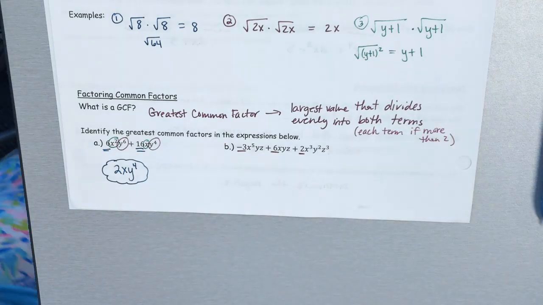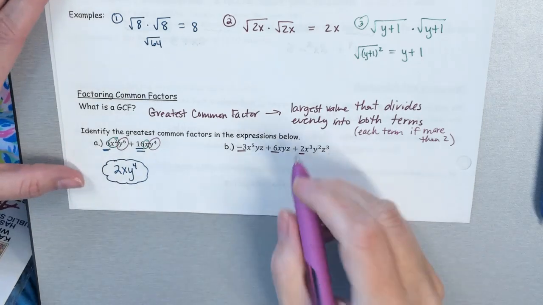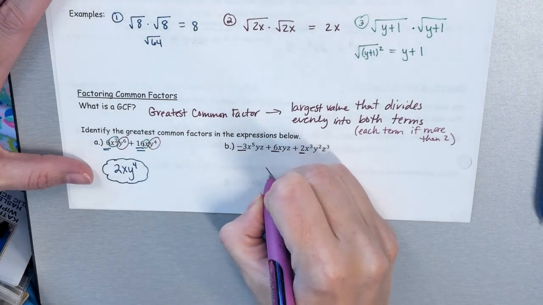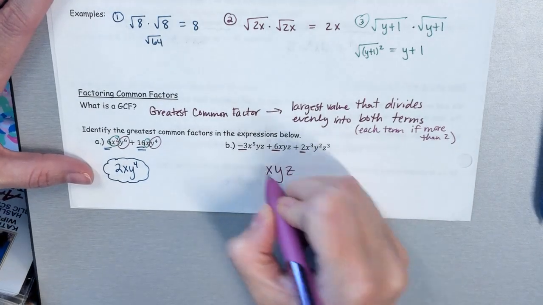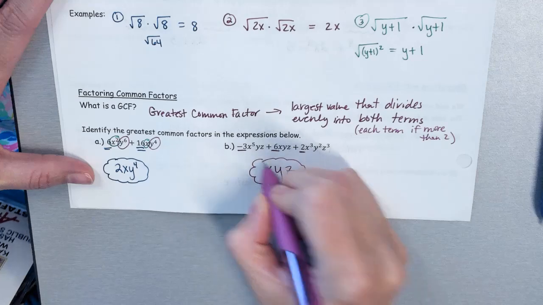Okay, so for the x, what's the most number of x's you can take out of each? 1x. What about the y's? 1. What about the z's? 1. Okay, so x, y, z, that is your GCF.